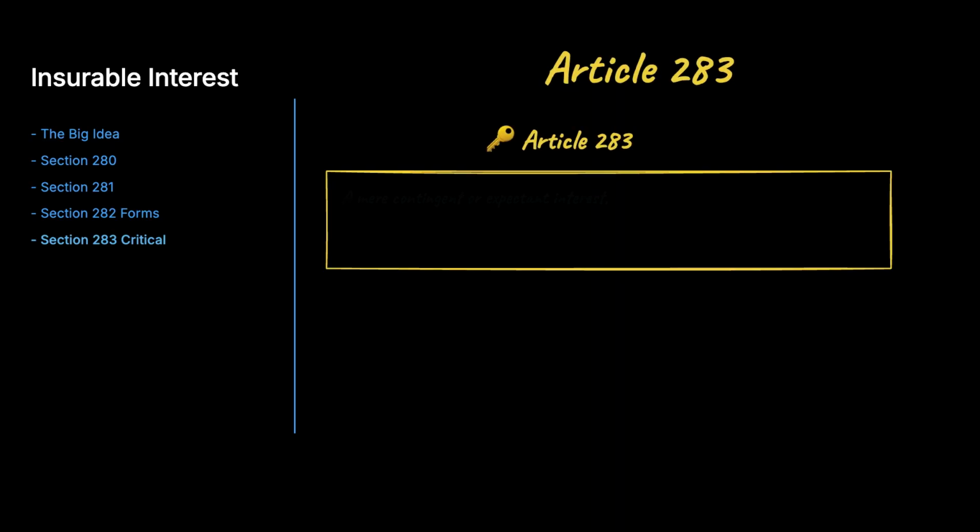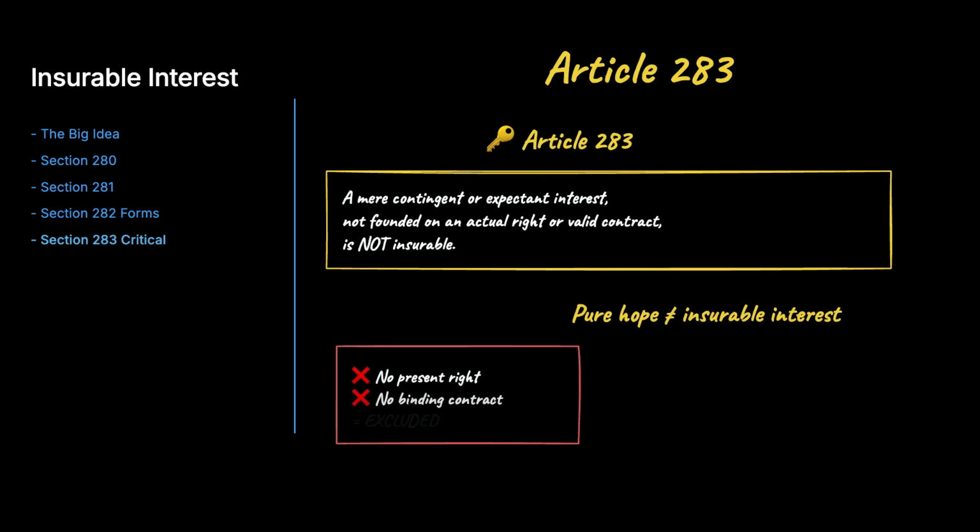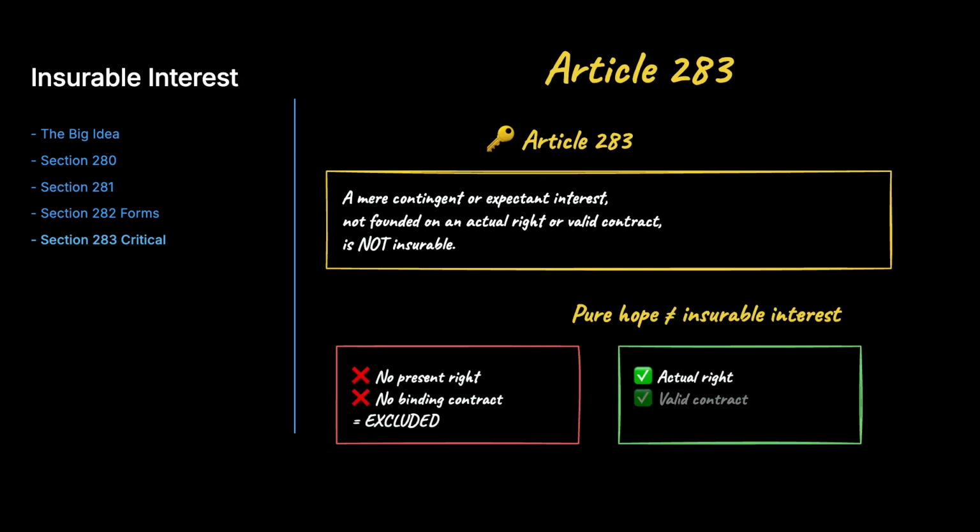Now the single most tested rule in this entire section, 283. A mere contingent or expectant interest not founded on an actual right to the thing, nor on any valid contract for it, is not insurable. This is the exclusion. Pure hope, with no present right and no binding contract, gives you no insurable interest.